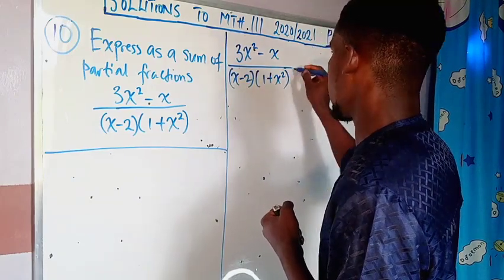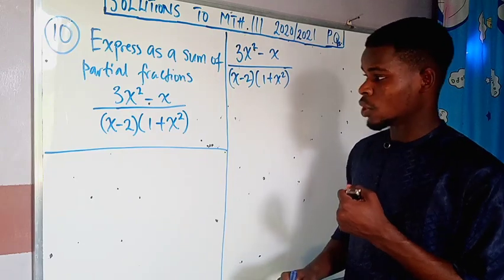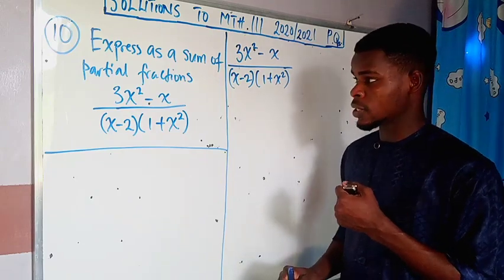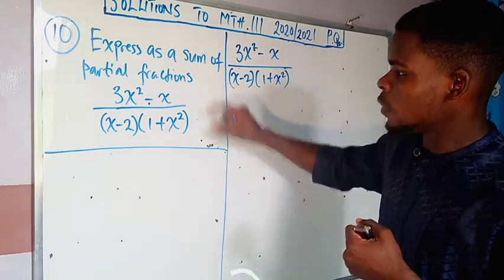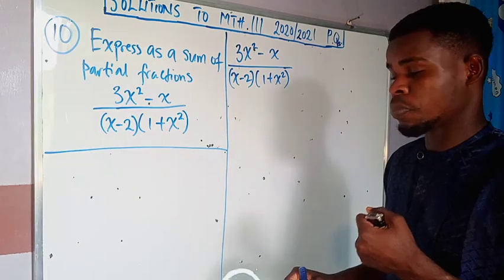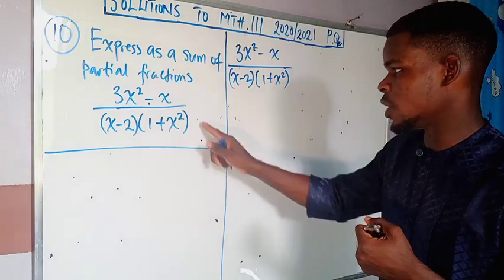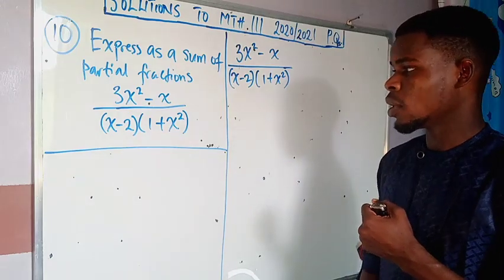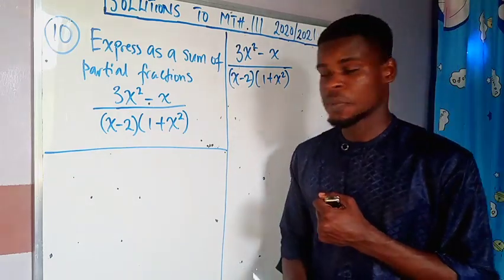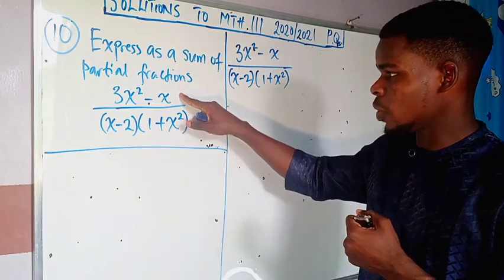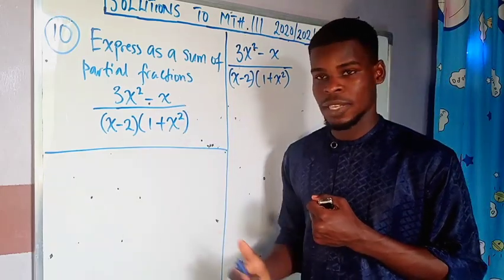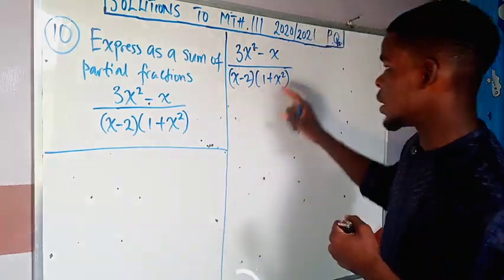So when you're given a fraction like this to decompose, the first thing you want to notice is whether the fraction is proper or improper, right? A fraction is said to be improper if the degree of the polynomial at the top is not less than the degree of the polynomial at the bottom, right? So in this case, let's see.